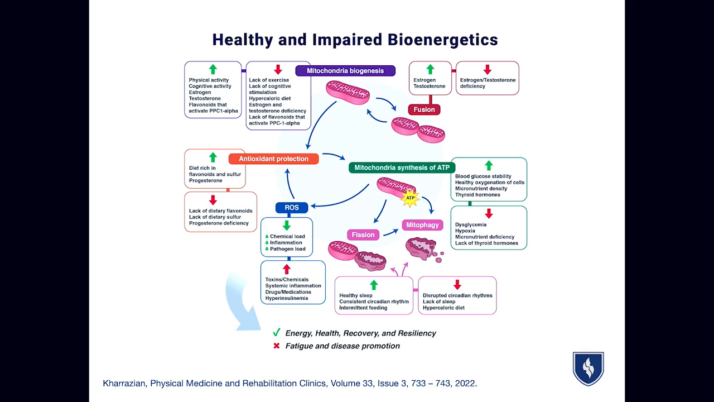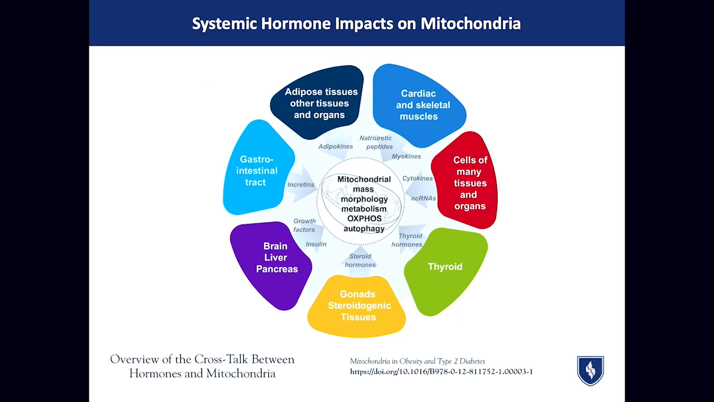And the mitochondria that we're talking about is mitochondria in all the different tissues in the body. So these hormonal pathways impact mitochondria. They impact mitochondria in the heart. They impact mitochondria in organ systems, the thyroid, the gonads, the ovaries, the liver, the GI tract, adipose tissue. So they have these far-reaching effects.